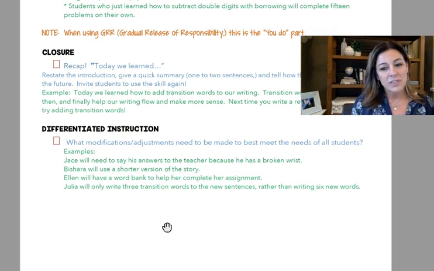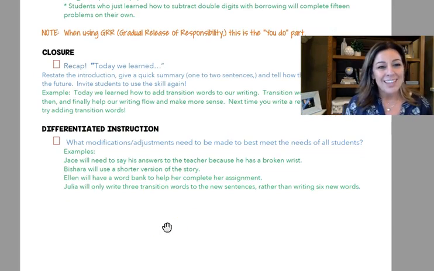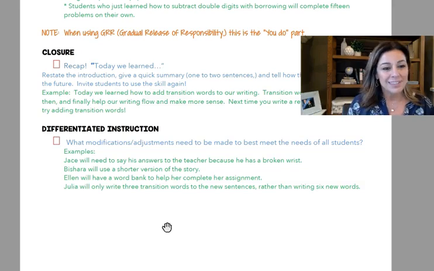So these are just a few suggestions, and I hope that this checklist gives you some confidence as you write lesson plans.